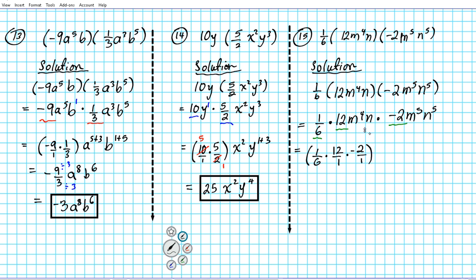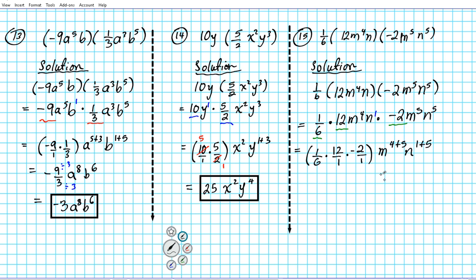And then now, for the m's, you have m raised to the, remember when multiplying exponents of the same base, you add the powers. M raised to the 4 plus 5, n raised to the, this n has no power, so we give it the invisible power, which is 1. So it'll be n raised to the 1 plus 5.